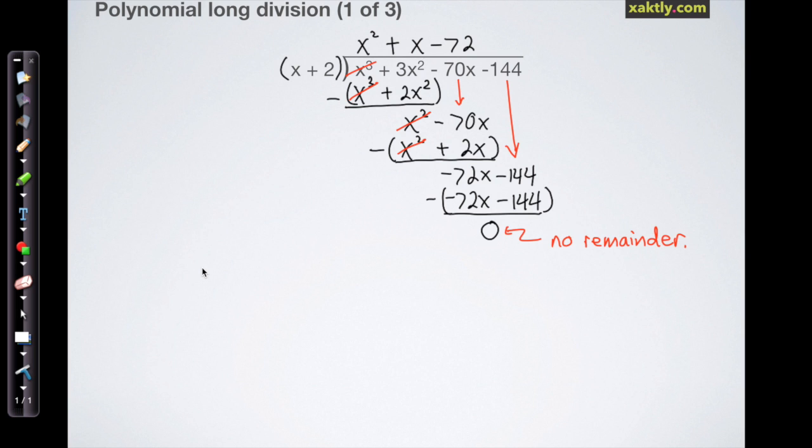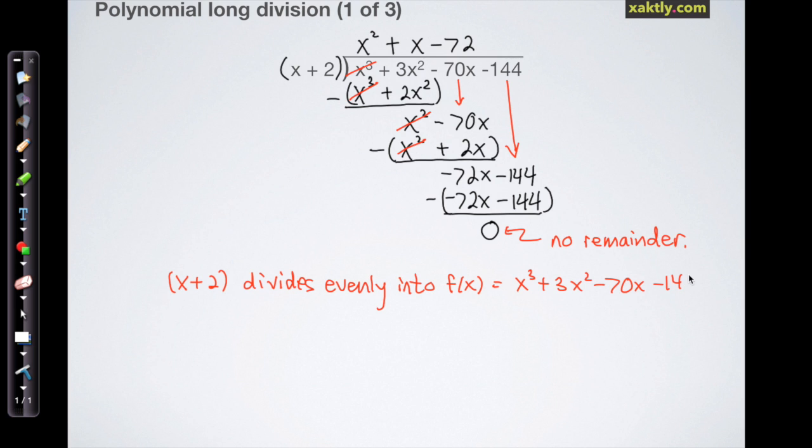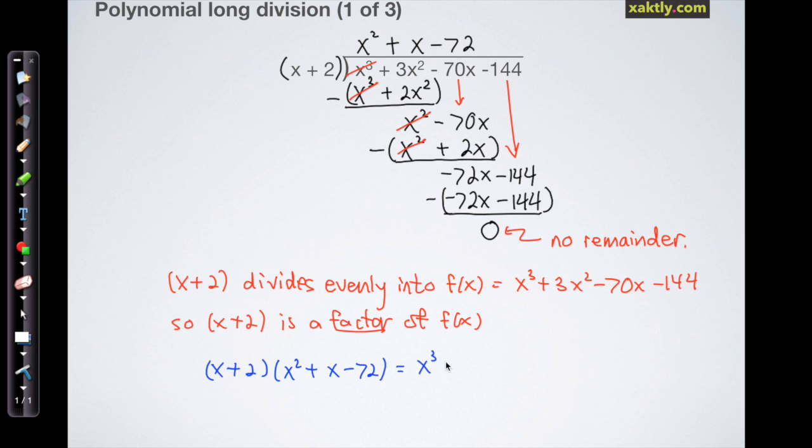So we can draw a few conclusions from this. First, x plus 2, the binomial, divides evenly into this function x cubed plus 3x squared minus 70x minus 144. We show that by long division. So that means that x plus 2 is a factor of this function, which we're calling f of x. The other thing we know is that if we multiply x plus 2 by the quotient x squared plus x minus 72, we'll get the function.